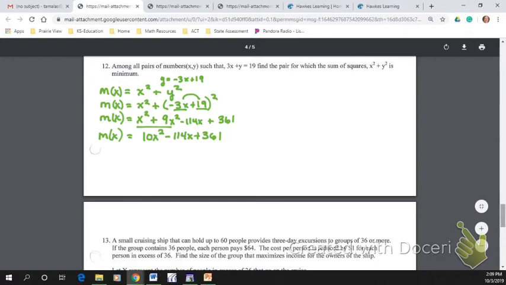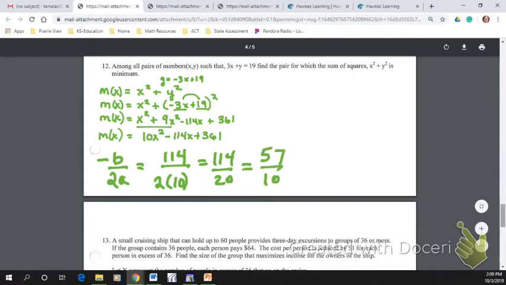How do I calculate a vertex? Negative b over 2a. So negative b, so 114 over 2 times 10. 2 times 10 is 20. Reduce that and you get 57 over 10. So that's the x value that will give me a minimum. Remember, I'm looking for the point on this line that makes this the smallest it'll ever be. Okay? So 57 tenths, or 5.7, is the x.